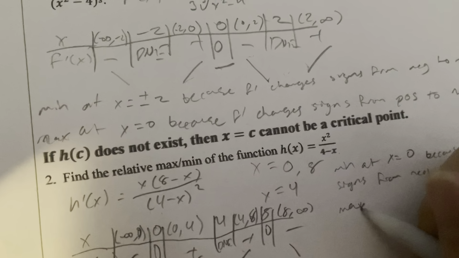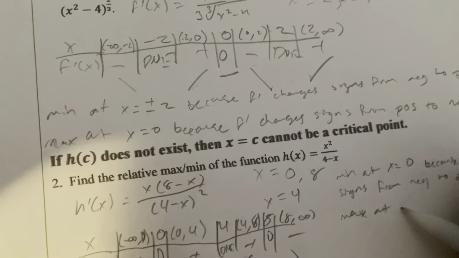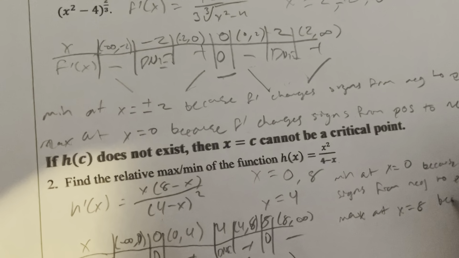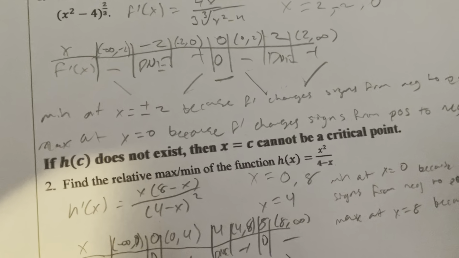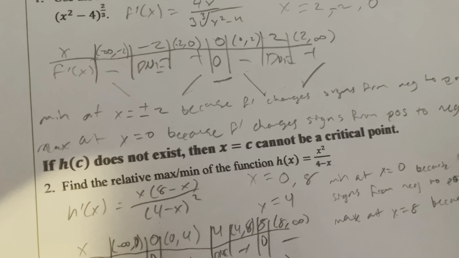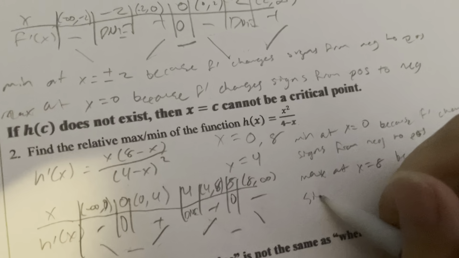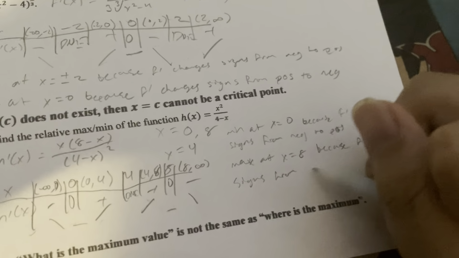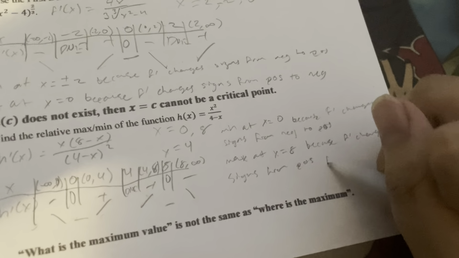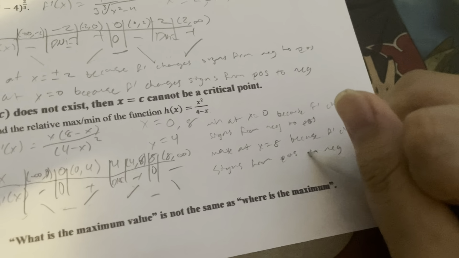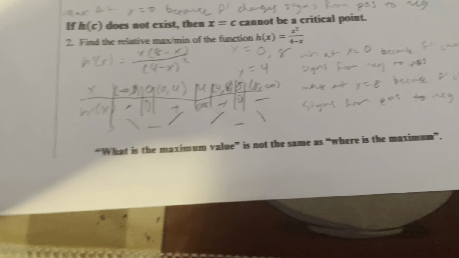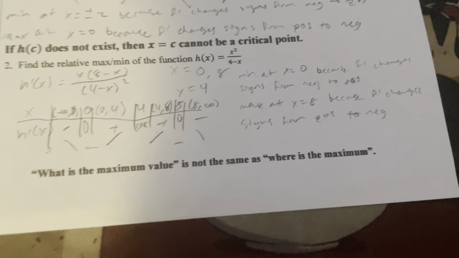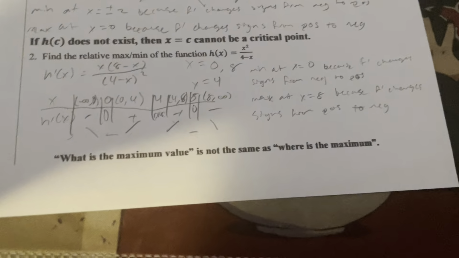Our max is the other way around, so there's a max right here. It's our only max. Max at x equals 8 because f prime changes signs from positive to negative. Also, what is the maximum value is not the same thing as where is the maximum.